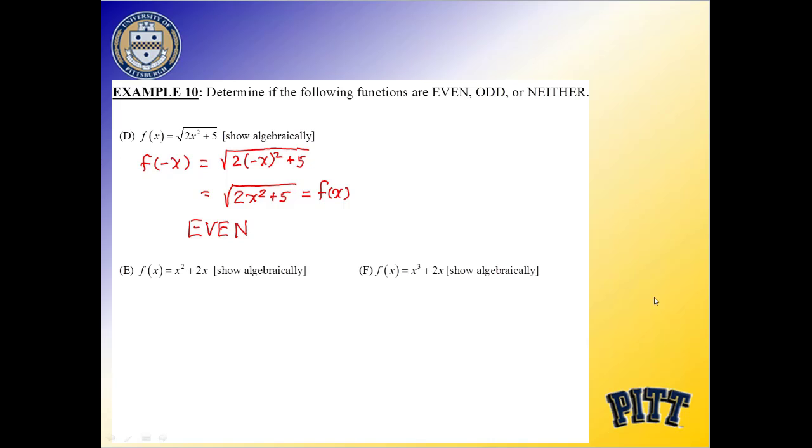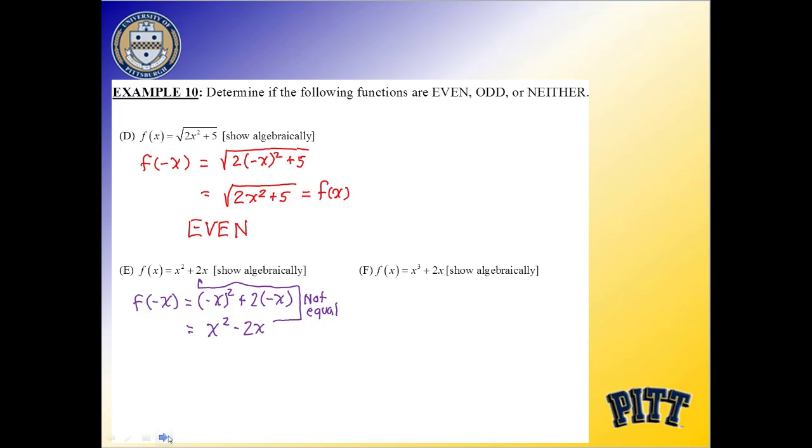I see that I have f of x. I do f of negative x, means I replace all the x's with negative x. And you see there's only one place I have it. If I square negative x, I do end up with positive x squared. So f of negative x ends up being the square root of 2x squared plus 5, which is what f of x was. So we just showed that f of negative x equaled f of x. That's an even function.